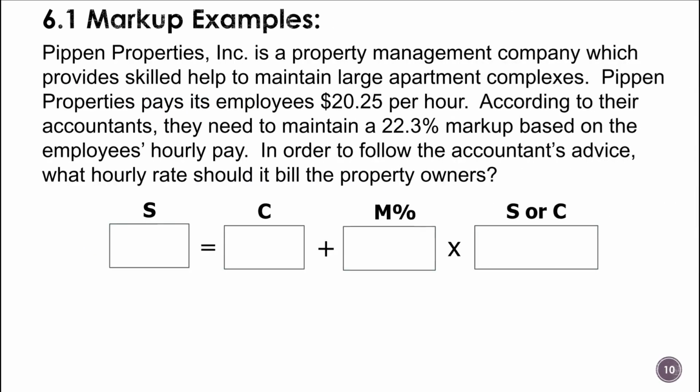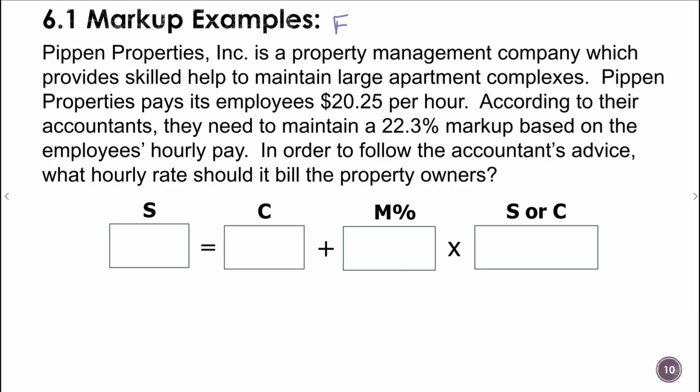On this next question, it's a little bit different. Pippin Properties is a property management company, and they provide skilled help to maintain large apartment complexes. Pippin Properties pays its employees $20.25 per hour. According to their accountants, they need to maintain a 22.3% markup based on the employee's hourly pay. In order to follow the accountant's advice, what hourly rate should it bill the property owners? When you first read through something like this, it might sound very confusing. It's always important to read more than once. And so if you read through it again, that might help. But let me just clarify a few things.